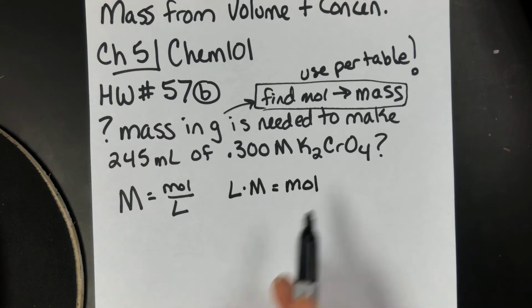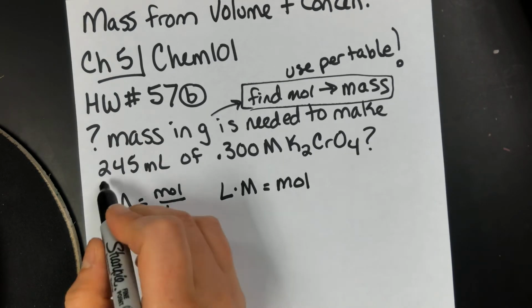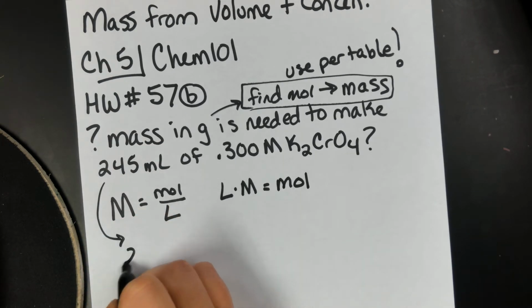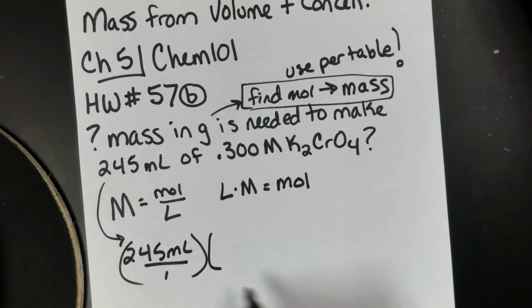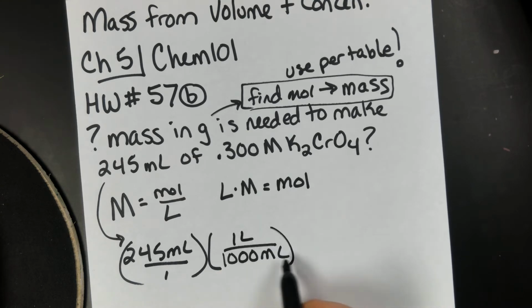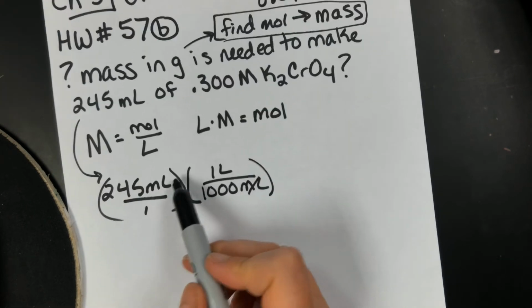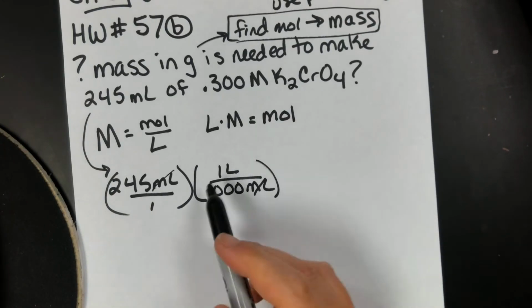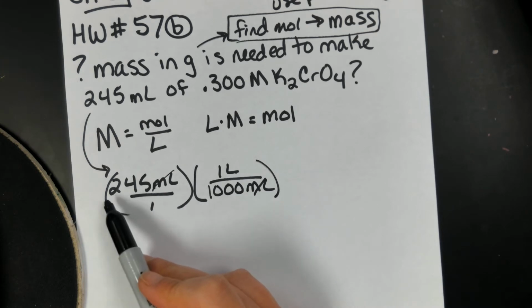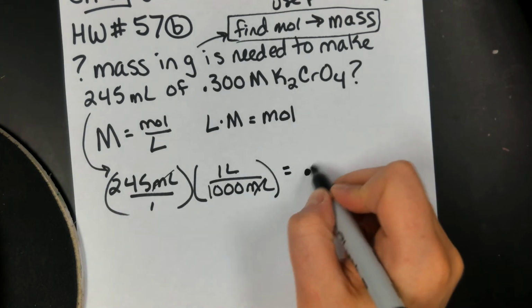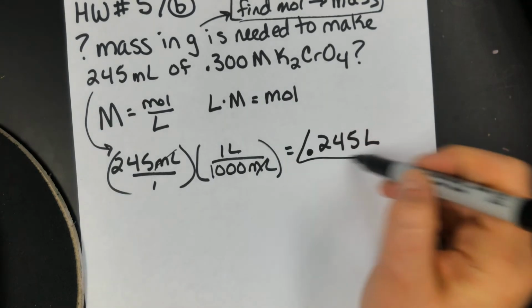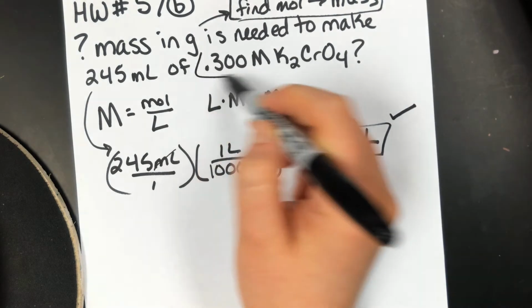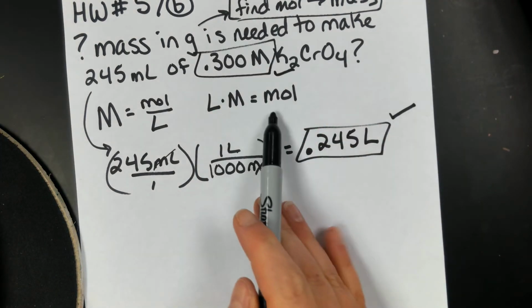So liters, we're going to have to turn this into liters. How? 245 milliliters, put it over 1. And I know that 1,000 milliliters is equal to 1 liter. Milliliters will cancel out, and I'll be left with liters. So essentially, you're dividing it by 1,000, right? So this is going to be 0.245 liters. Nice. So now I have this, and I have this. I can now solve for moles.